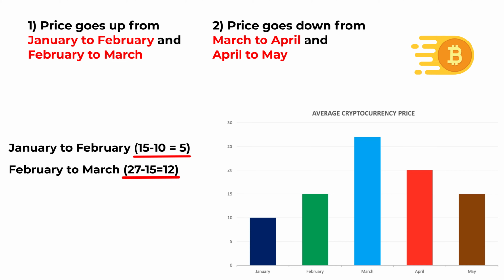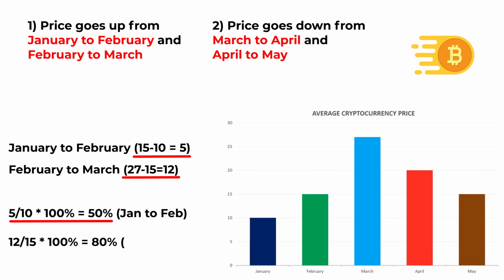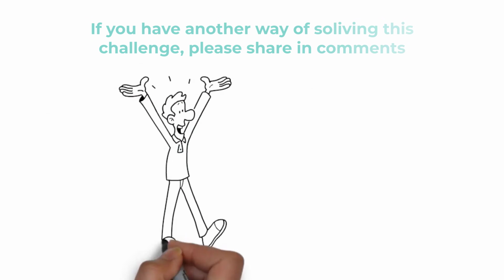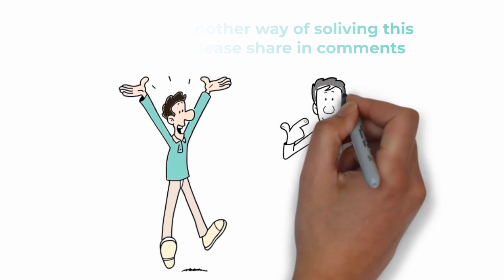Let's calculate the percentage increase. Between January and February, price increased by 50%. This is calculated by dividing 5 by 10 and multiplying by 100%. The end result of this is 50%. Between February and March, price increased by 80%. And this is calculated by dividing 12 by 15 and multiplying by 100%. The end result of this calculation is 80%. So the correct choice here is choice C, 80%. Hopefully you've nailed this question and now know how to answer similar problems on the test.